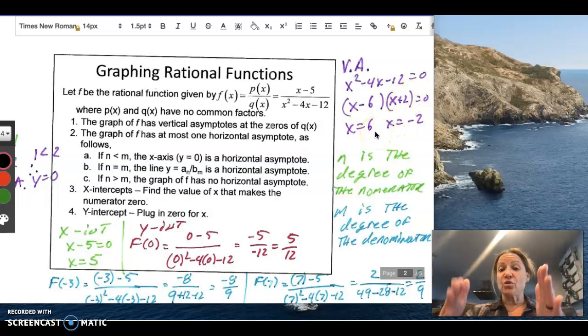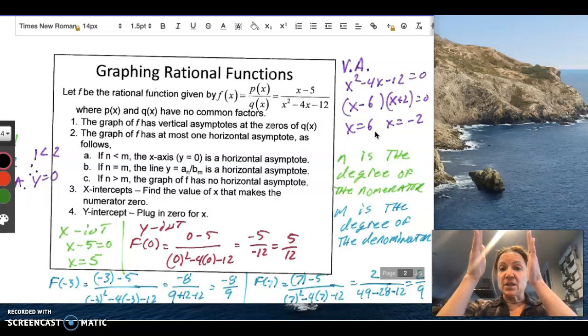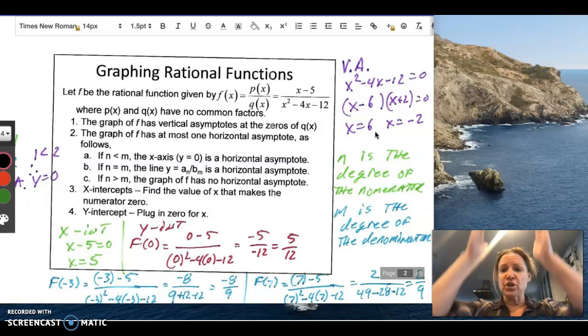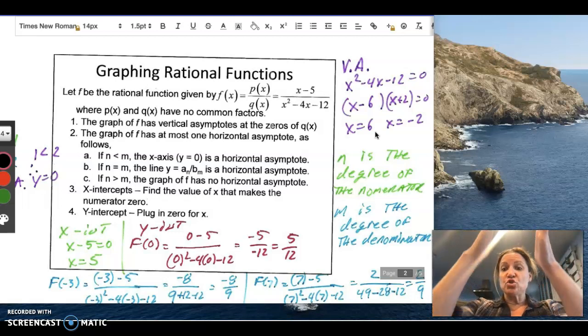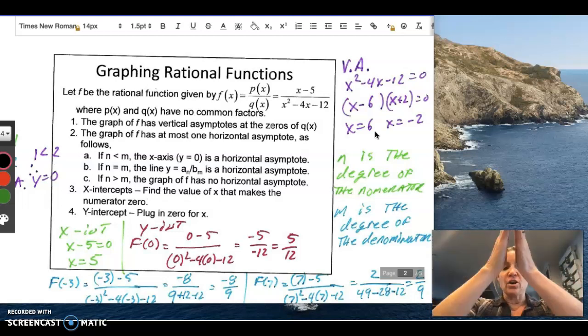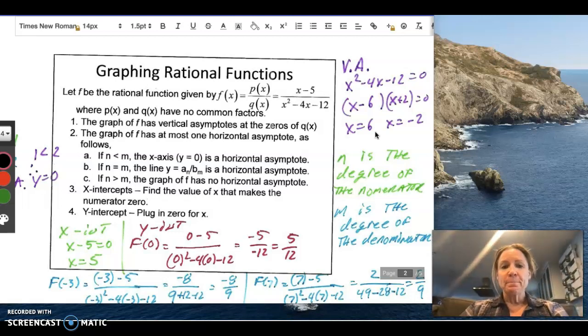So there's going to be a vertical asymptote, meaning straight up and down, at positive 6 and a vertical asymptote at negative 2. So those are lines going up and down, and the graphs are going to come super close to those lines, but they're never going to touch them. Okay.